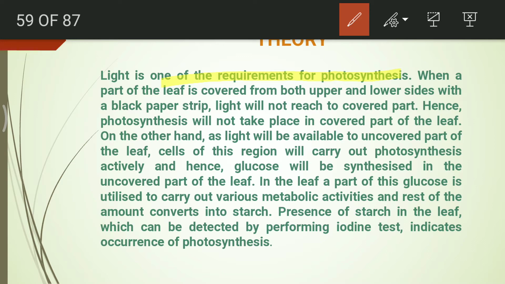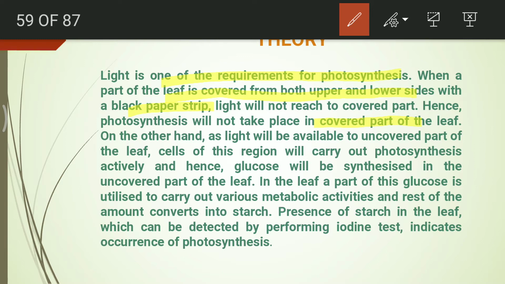So, the idea is that when a part of a leaf is covered from both the upper and lower side with a black paper strip, light will not reach that covered area, and hence there will be no photosynthesis in the covered part of the leaf. Whereas the uncovered area of the leaf will do normal photosynthesis. So when we do the iodine test to check if glucose is present or not, we will find that glucose is only present in the uncovered area, whereas the covered area will not show the presence of glucose.